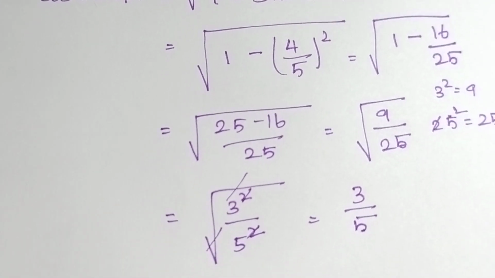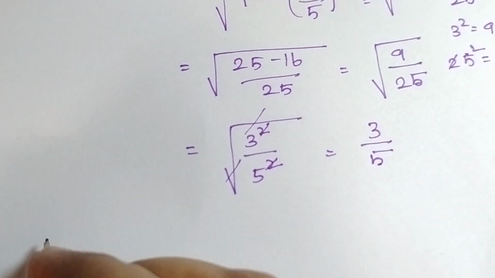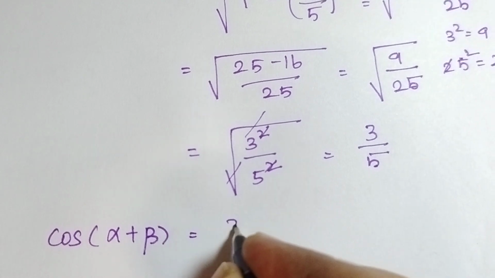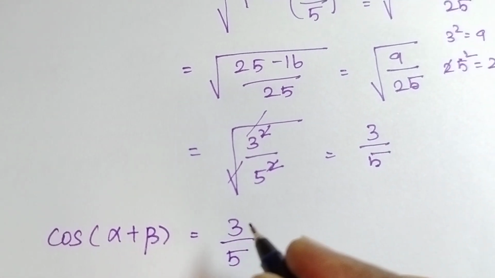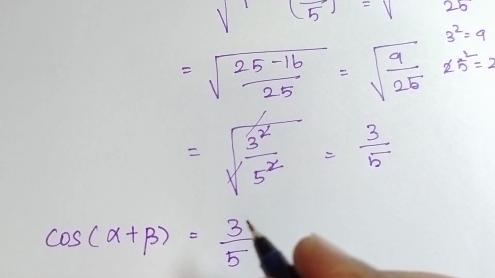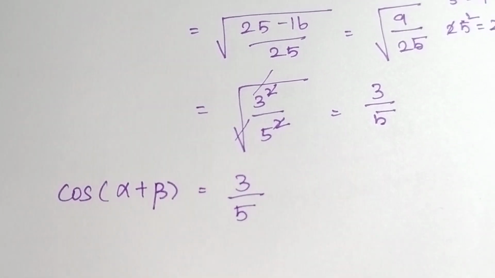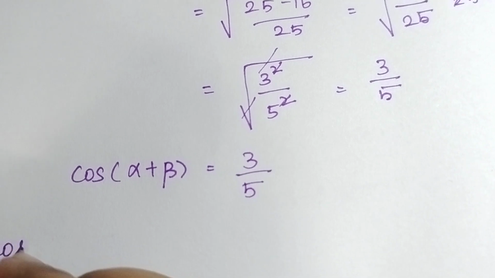So now we found the value for cos(alpha plus beta) is equal to 3 by 5. Similarly, we are going to find the value for alpha minus beta.